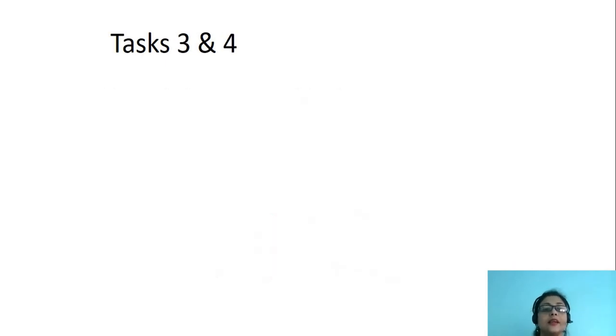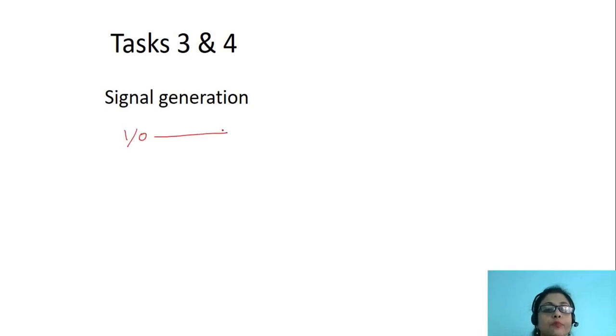Next, let us understand tasks number 3 and 4. Task 3 is signal generation. Once the computer generates either 1 or 0, it has to be passed through the transmission media in the form of a waveform. So the waveform is basically the signal that is generated, and we call it electromagnetic signals.